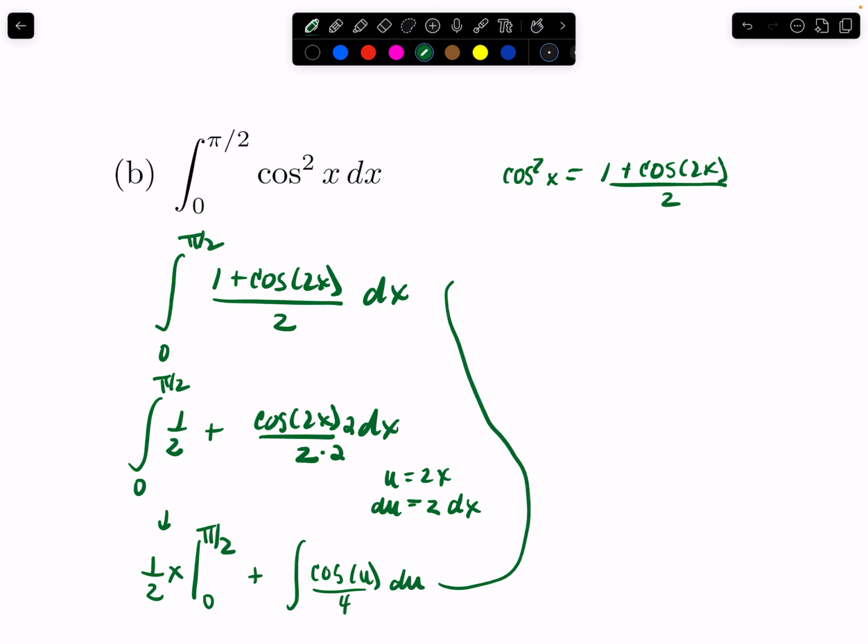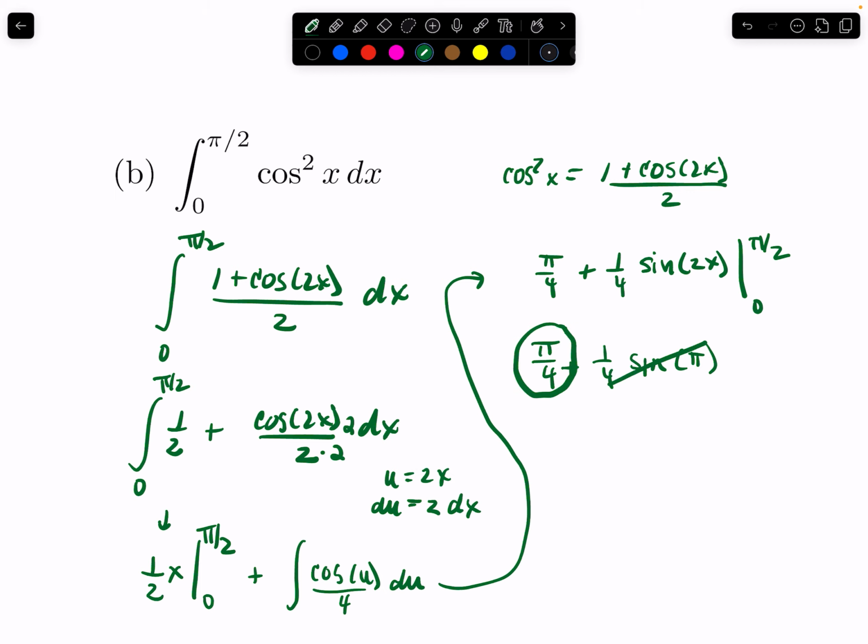Let's come up here. So that 1/2, that becomes pi over 4. And then plus 1/4, the antiderivative cosine of u is sine of u. So sine of u, but it's really sine of 2x. And then we're going to go from 0 to pi over 2 on this guy. So pi over 4 plus 1/4 sine of pi, which is 0. So our final answer is pi over 4.